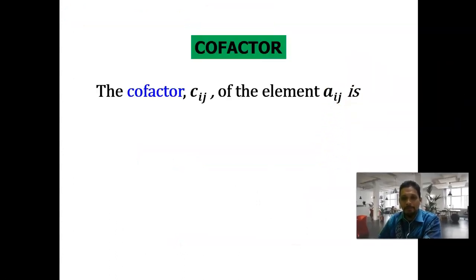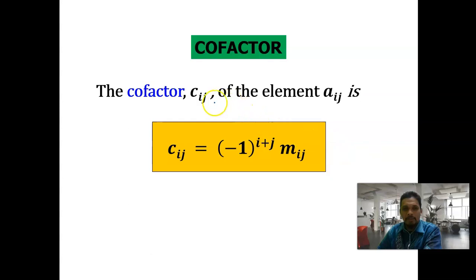And the cofactor Cij of an element aij is the multiplication of -1 to the power of i plus j and the minor of ij.